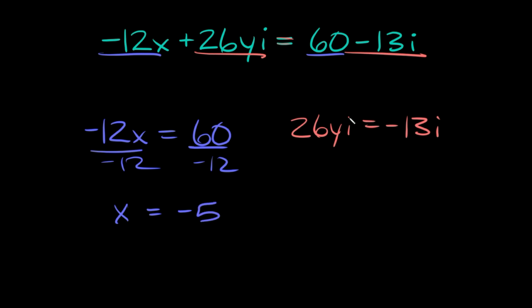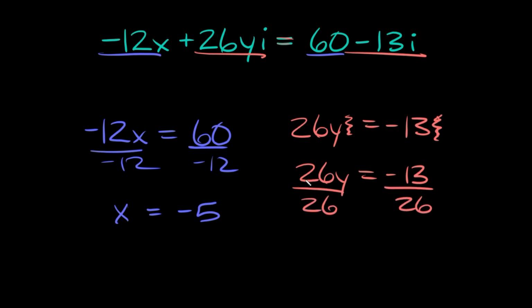And then over here, again, you just want to drop the i's. That's the first thing. So then you just wind up with a normal equation like that, right? So then we just get 26y is equal to negative 13, right? So to solve for y, we'll get rid of this 26 by dividing both sides by 26, right? So these cancel out. So then we get that y is equal to negative 1/2, right? Negative 1/2, just like that.